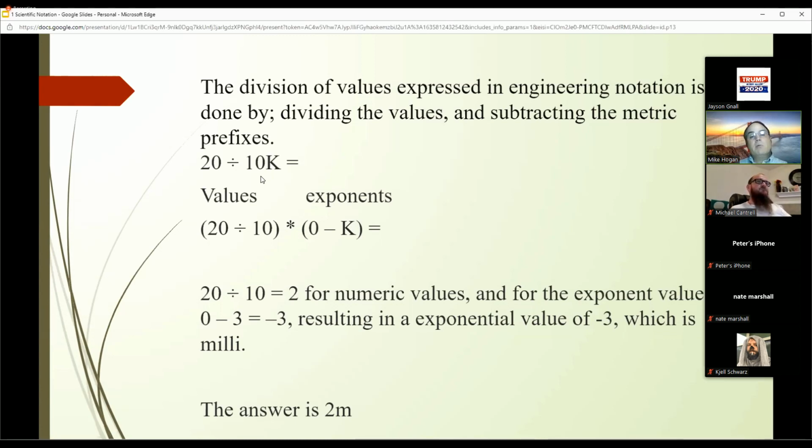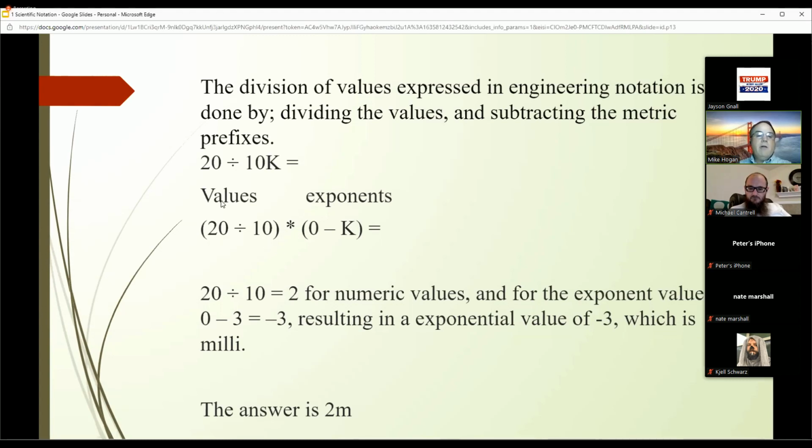The other option is you could also work with these exponents. Now, 10K is 10 to the third. 20, we can look at the exponents there. We said that any number raised to the power of 0 is 1. And so this is the same as 20 times 10 to the 0, right? 10 to the 0 is 1. So 20 times 1 is basically what we're saying.